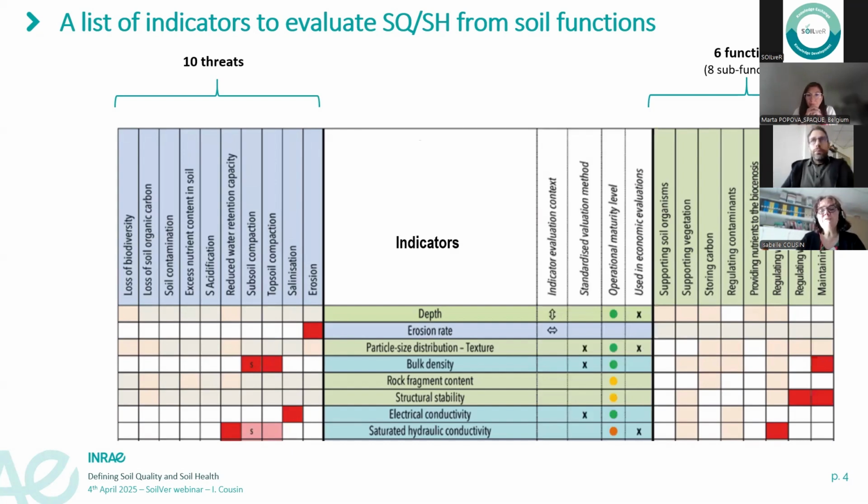And here in the middle of the chart, you have four pieces of information: the context to evaluate the indicator. Is it on a profile? Is it on a watershed? Is it on a horizon? You have the possibility to use a standard design method, and of course, what is very important, I will focus on it later, the operational maturity. What is the maturity level and operationality of the indicator? And then here, what is important in management is whether it's used in economic valuations.